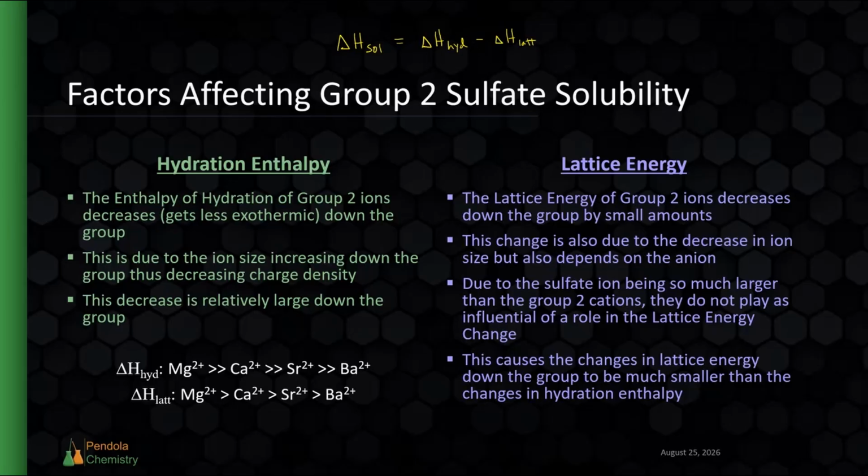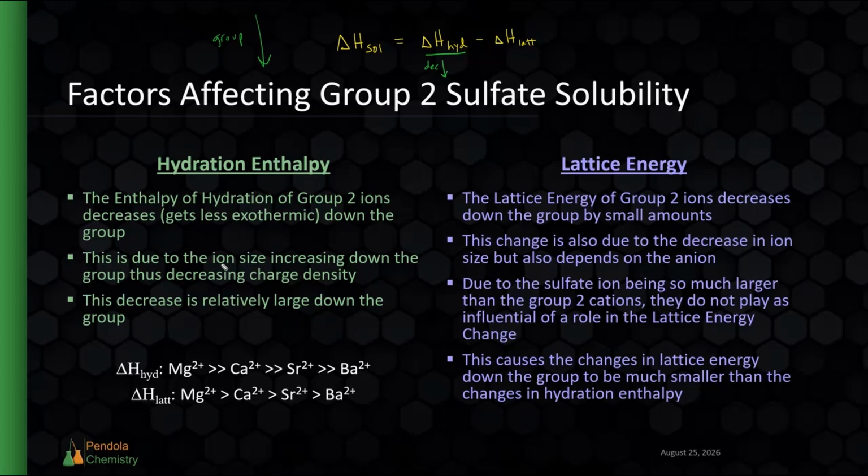I'm going to underline this in green since the slide is green here. So let's start with hydration. Enthalpy change of hydration for group 2 ions decreases, or gets less exothermic, down the group. So as we go down the group, the hydration is going to decrease. Why? The hydration enthalpies are individually per ion.